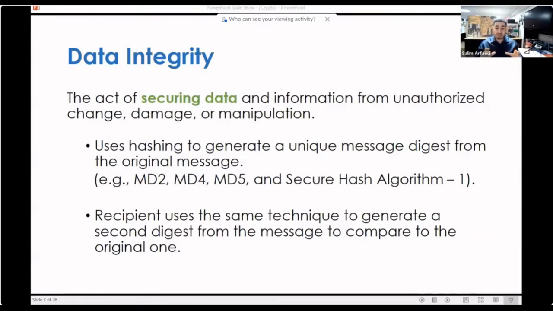So crypto hash functions are a way to ensure data integrity because they serve as a checksum, a way for someone to identify whether data has been tampered with after it has been signed by the sender. So for example, let's take a look at a scenario.